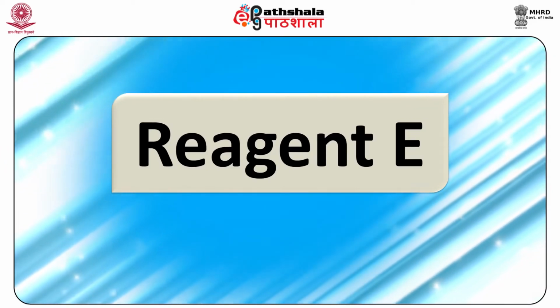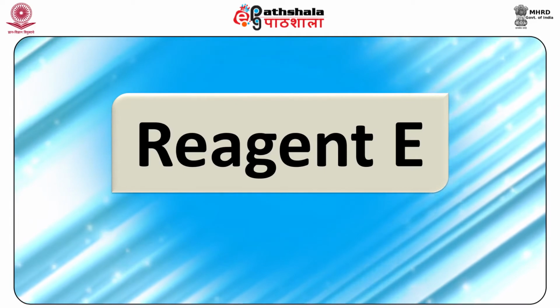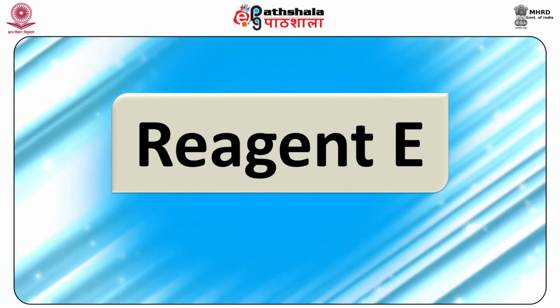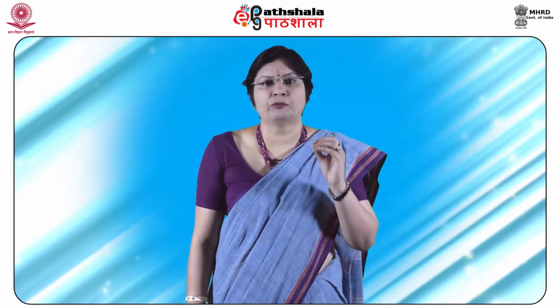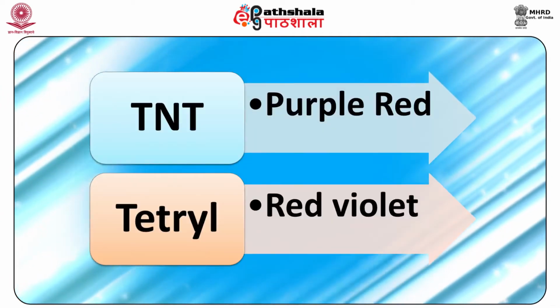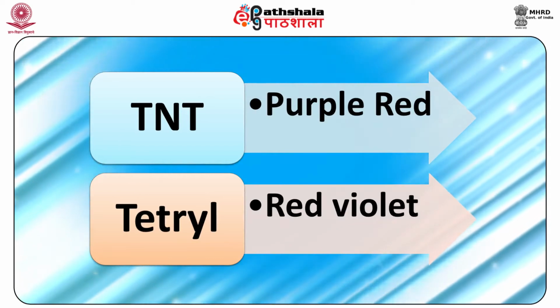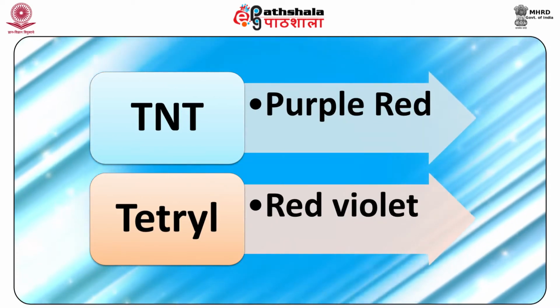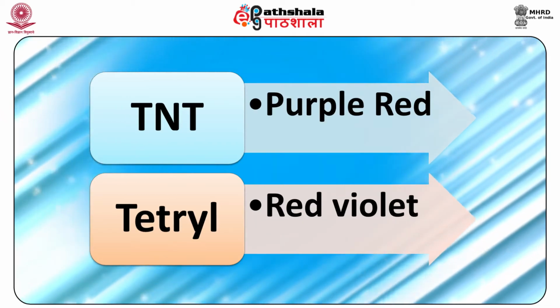Let us make another reagent and call it reagent E, and it is an alcoholic potassium hydroxide reagent. Dissolve 10 grams of potassium hydroxide in 100 ml of absolute alcohol. Add 1 ml of extract, that is the blast residue extract, to 2 to 3 drops of this reagent E in a clean test tube. The TNT gives a purple red color, whereas tetryl will give a red violet color, and that's how you can differentiate between these two.